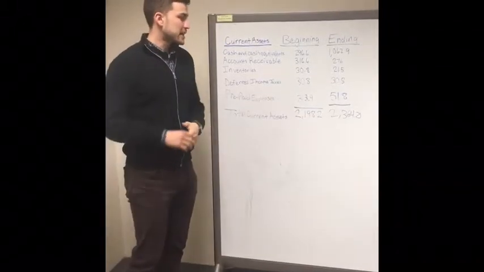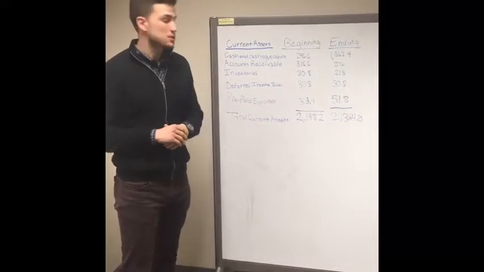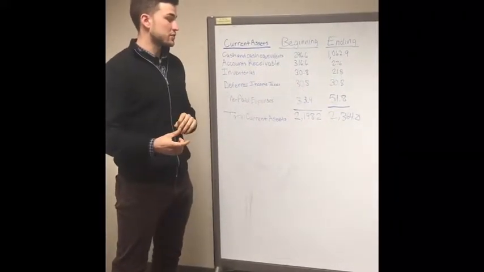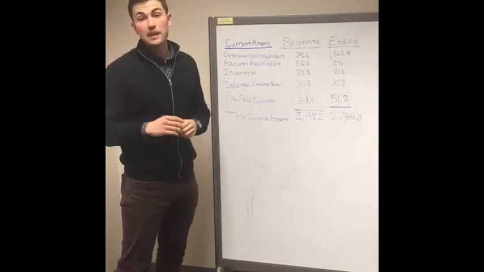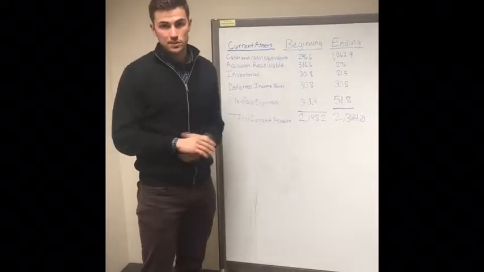And for deferred income taxes, we didn't have any information on the cash flow statement, so we just assumed that those two balances would be the same. And then for prepaid expenses, there was an outflow on the cash flow statement, which means that the ending balance actually increased. And then to arrive at total current assets, we just summed up these two columns.